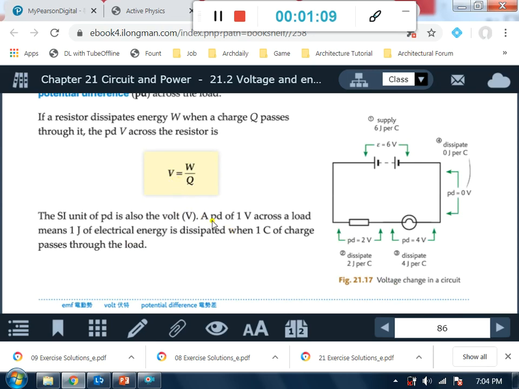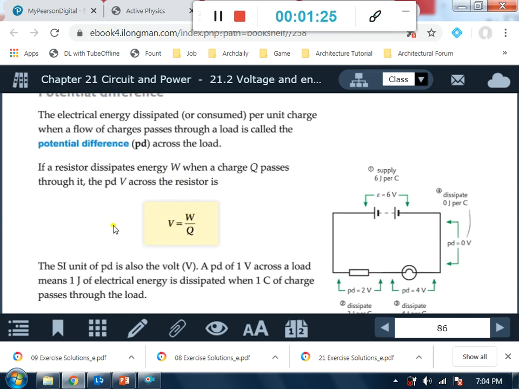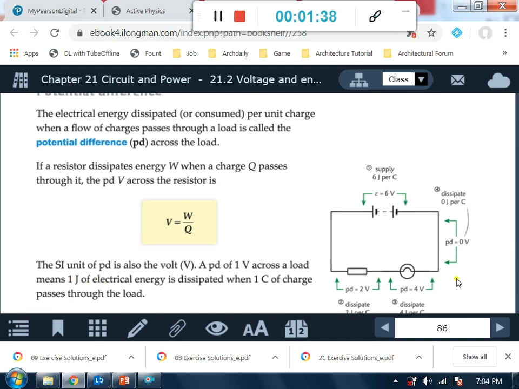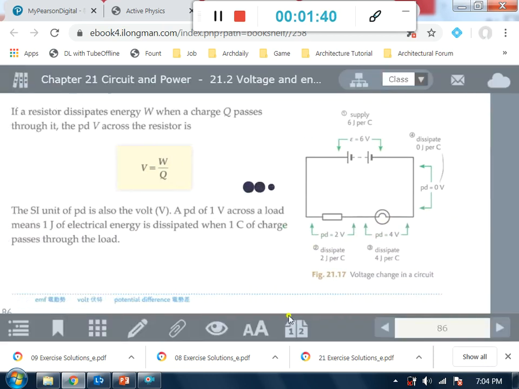Then we will say that 1 volt. Look at this, the definition: a PD of 1 volt across a load. Across means that you measure it in and out. Try to find the difference between in and out. What is the difference? It will be the voltage difference, which is the potential difference. They are the same. It means that when 1 coulomb of charge passes through it, 1 joule of electrical energy will be dissipated.